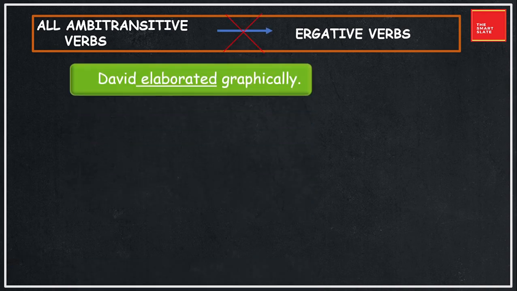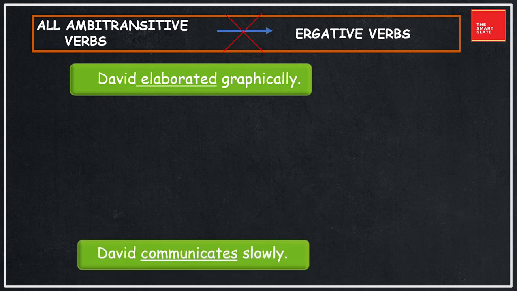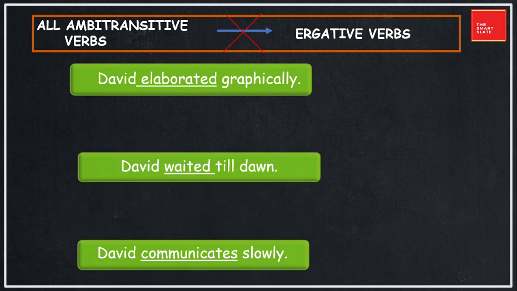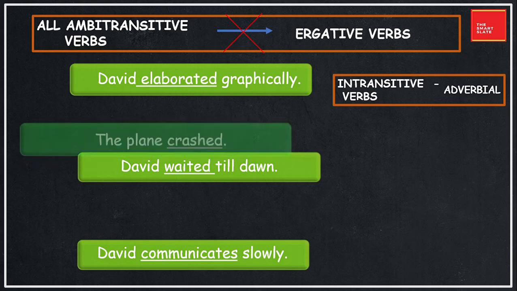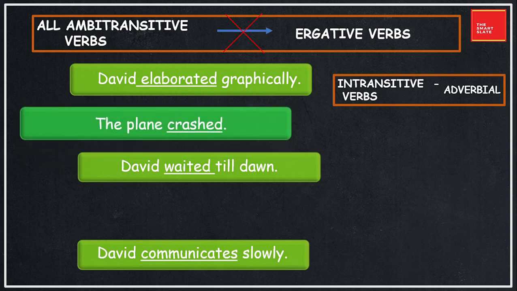How? David elaborated graphically. David communicates slowly. David waited till dawn. What we understand in these sentences is there is no object. When there is no object, can you change the voice? That means in ergative verbs, the object is used as the subject. Is it possible here? No. Intransitive verbs are adverbial in nature. We all know that. Here graphically, slowly, and till dawn are the adverbs.